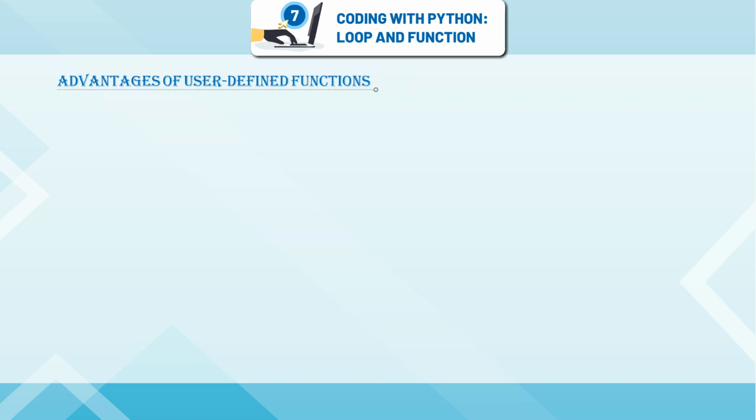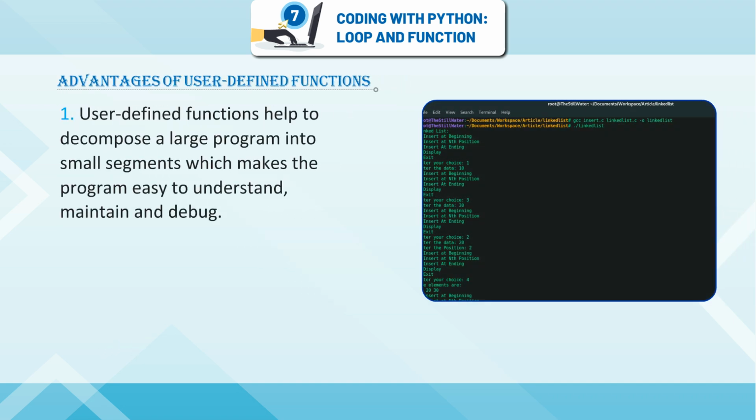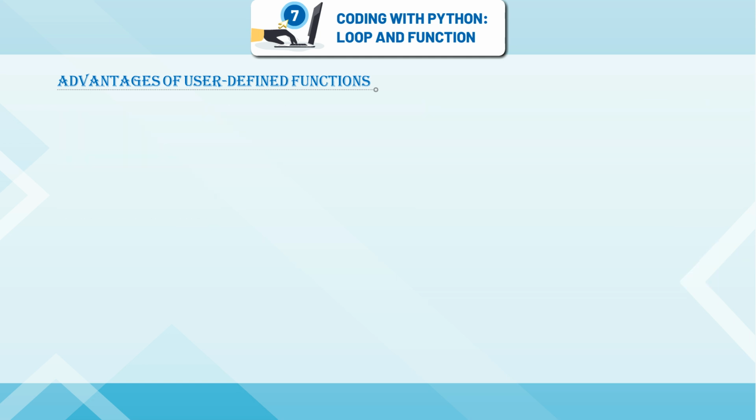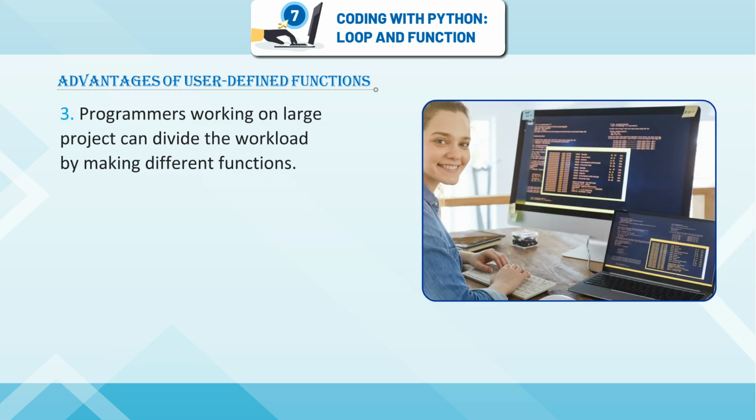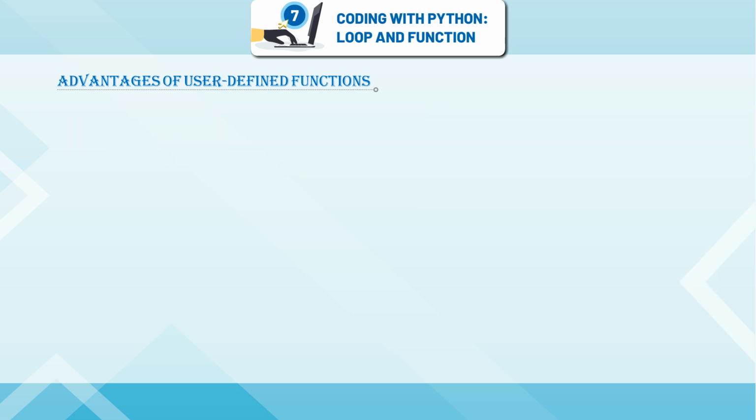Advantages of user-defined functions. User-defined functions help to decompose a large program into small segments, which makes the program easy to understand, maintain, and debug. If repeated code occurs in a program, a function can be used to include those codes and execute them when needed by calling that function. Programmers working on large projects can divide the workload by making different functions.